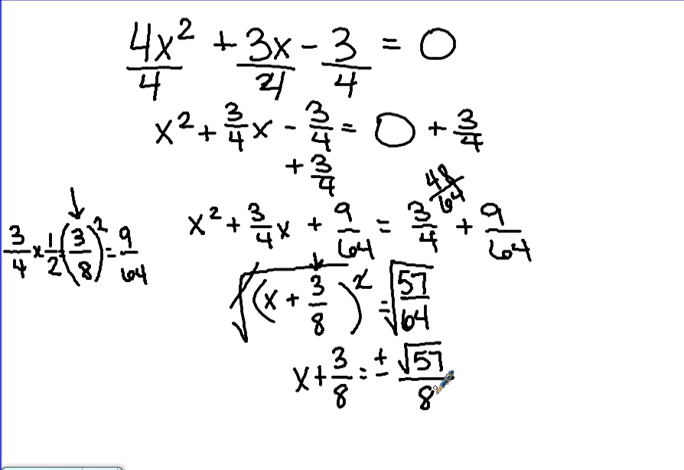All right, and then to get that x by itself, we're going to subtract it. So I have x equals -3 plus or minus the square root of 57, and it is all over 8. And that is the solution. All right, so dealing with lead coefficients, we have just one extra step. Let's go ahead and try one more example together.